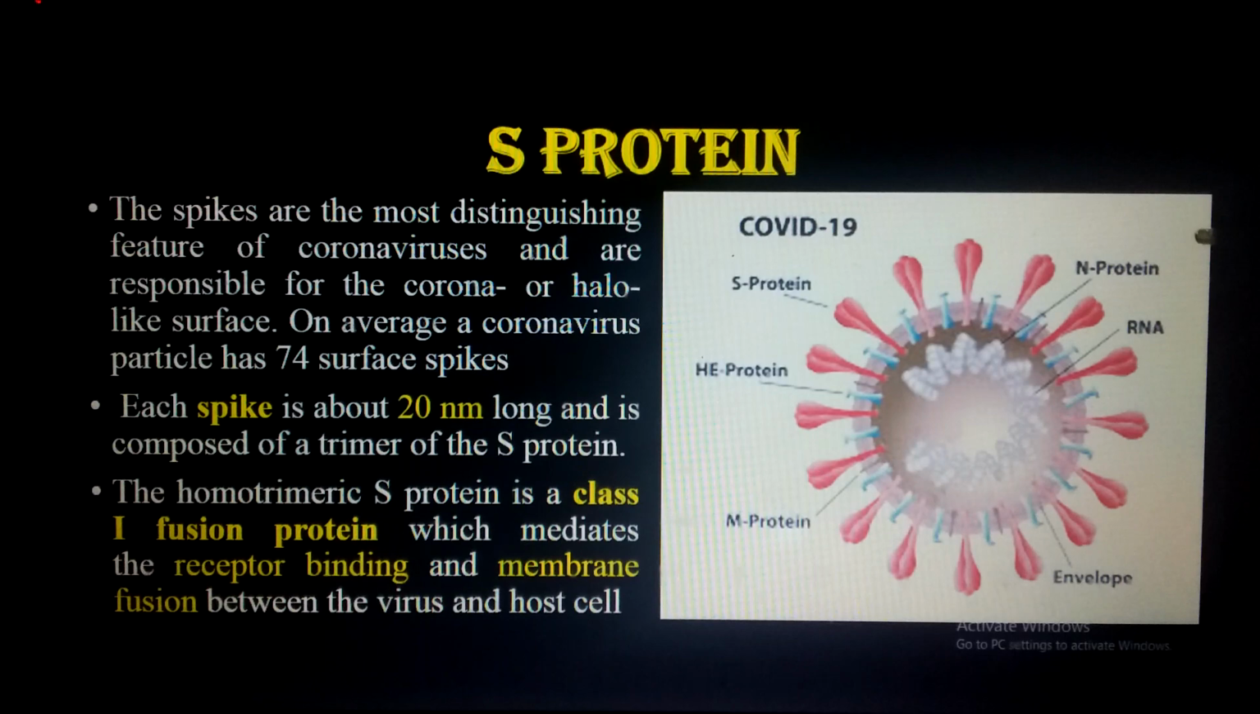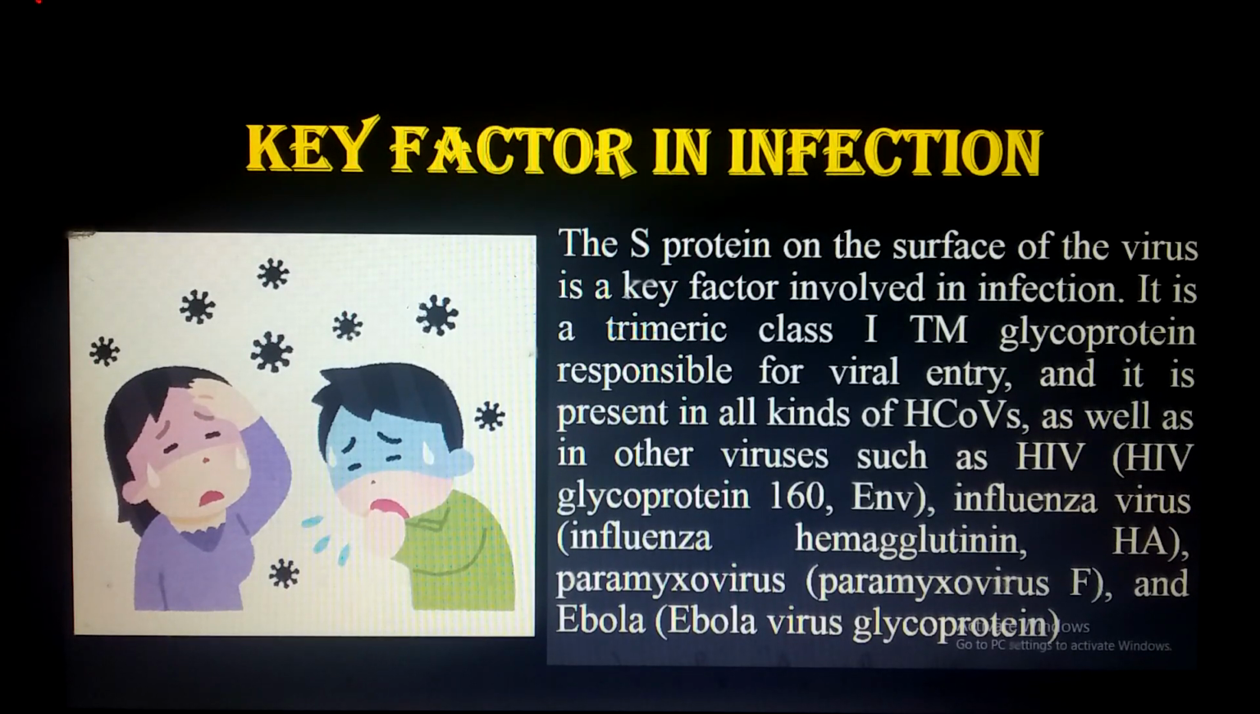Now I'm moving towards the next slide, that they are the key factor in infection. These spike proteins are not only present in the coronavirus family, they are also present in many other viruses like HIV, influenza, and Ebola virus, because these proteins are glycoproteins in nature, and all these viruses have glycoproteins. The nature of the spike protein is glycoprotein. So this spike protein is present in all these viruses.